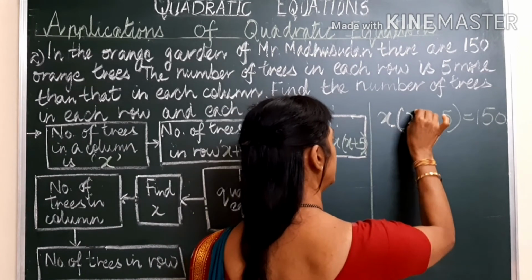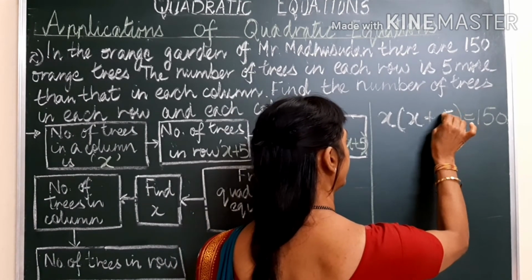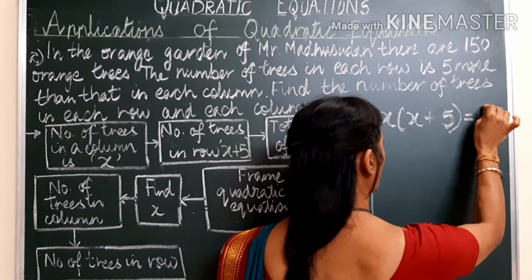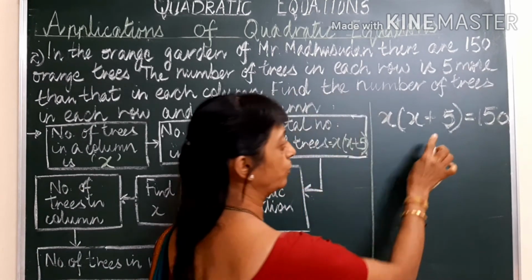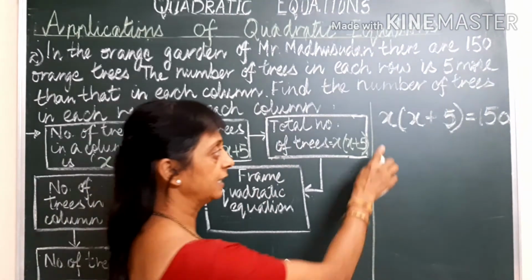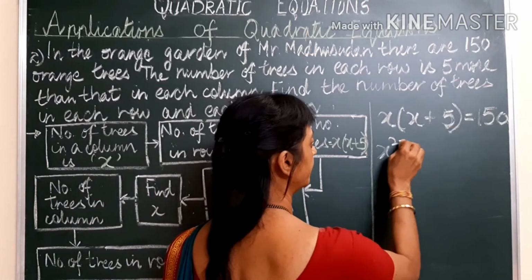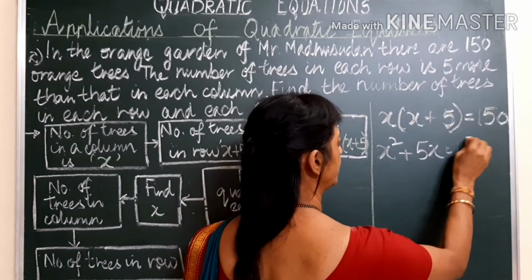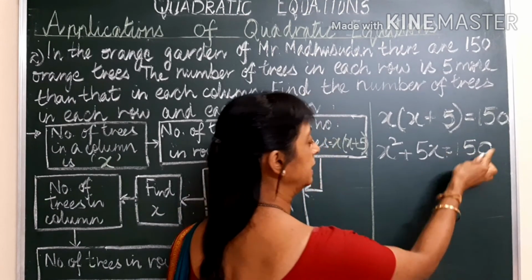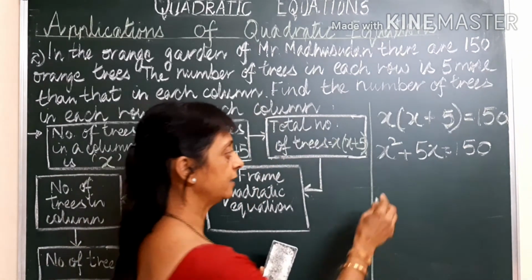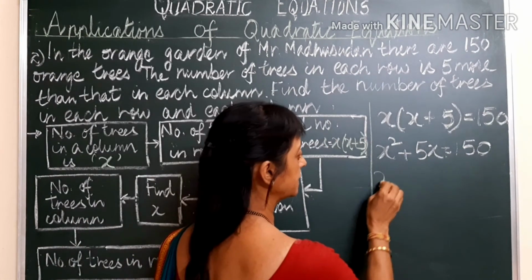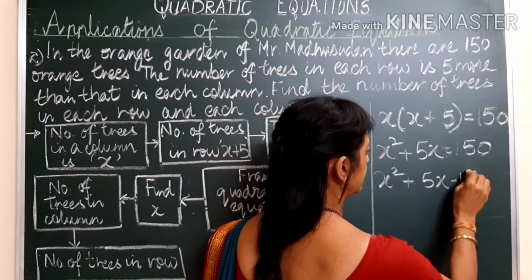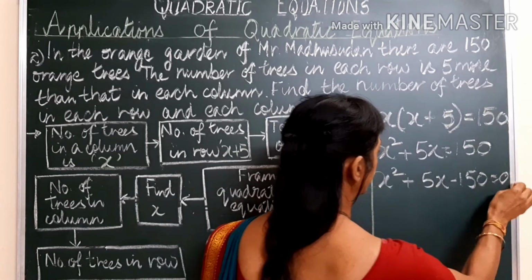x into x plus 5 is equal to 150. Let's open the bracket on the left hand side. x into x is x square, plus x into 5 gives you 5x, which is equal to 150. Take 150 to the other side, so positive becomes negative: x square plus 5x minus 150 is equal to 0.